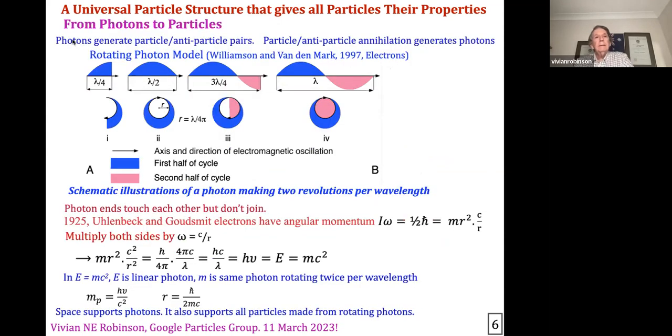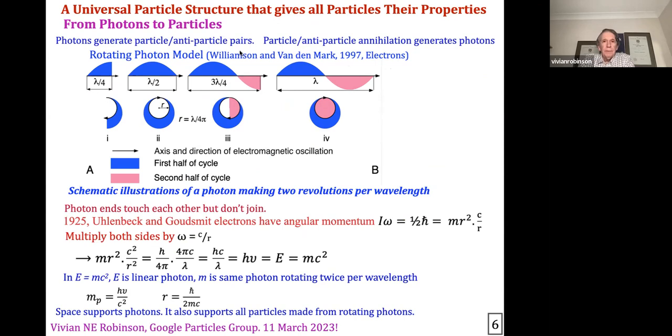Now, how do we get from photons to particles? Well, it's been known for a long time that photons can generate particle-antiparticle pairs. At the same time, particle-antiparticle annihilation generates photons. There's been a long established good relationship between photons and particles.